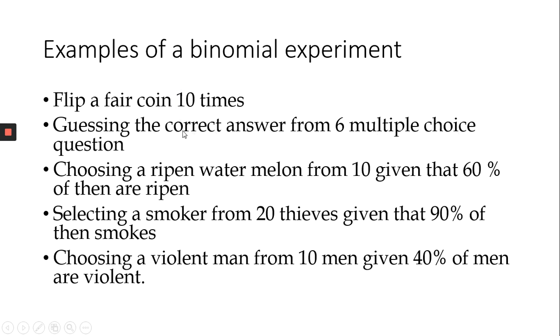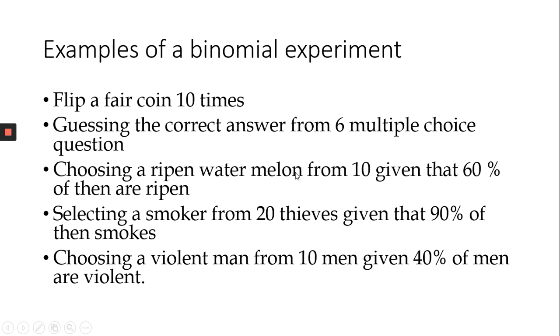Guessing the correct answer from 6 multiple choice questions is an example of a binomial experiment. In what sense? Suppose you don't know completely, you are just guessing. Let me assume that question 1 has A, B, C, D. There are 4 choices, and there is only one correct answer. It means the probability of getting it correct will be 1 out of 4, where we take each question to be a single trial. So in this case, we are going to have 6 trials. The probability of getting the correct answer is 25% because there are A, B, C, D. There are 4 choices to be made, and only one of those choices is correct.